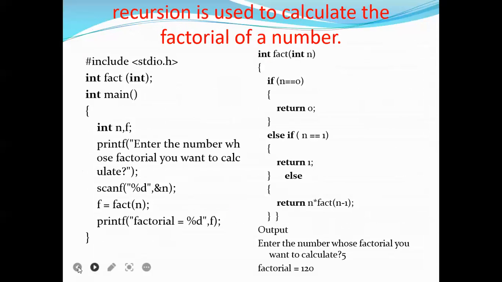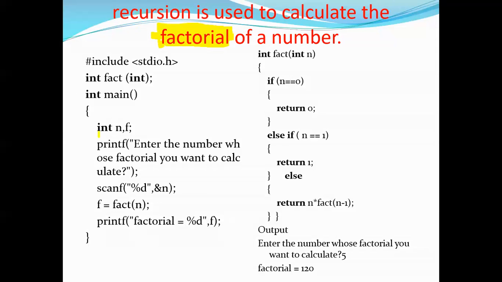Okay, we'll go for one example called recursion. Recursion is used to calculate the factorial of a number. This is one general program. The concept used is called recursion. It is one of the important programs. Generally, from the exam point of view, recursion is important. By using recursion, calculate the factorial of a given number.